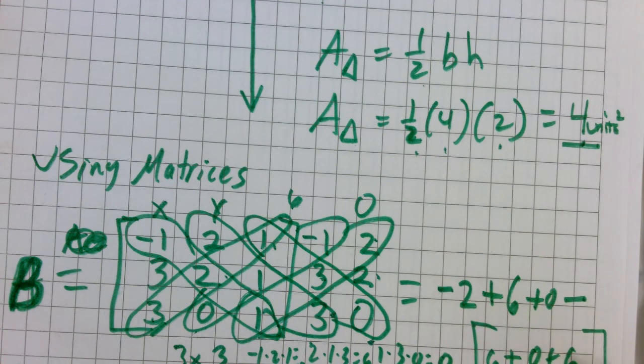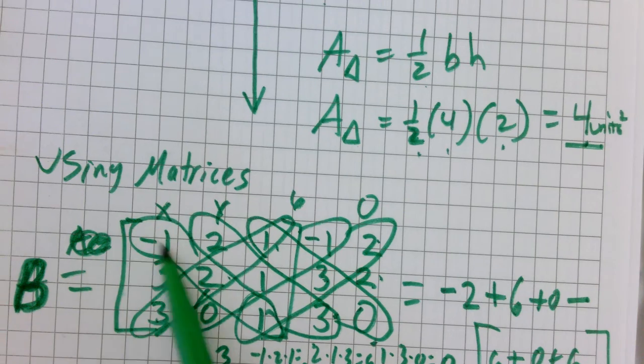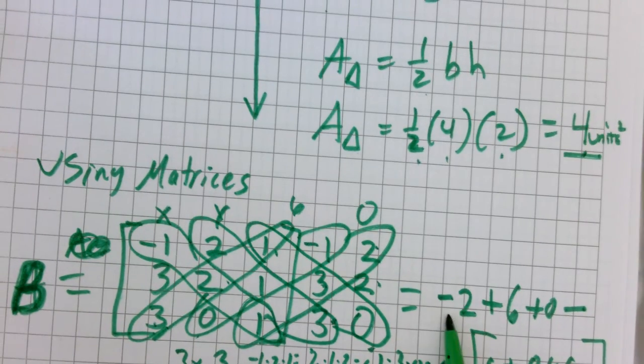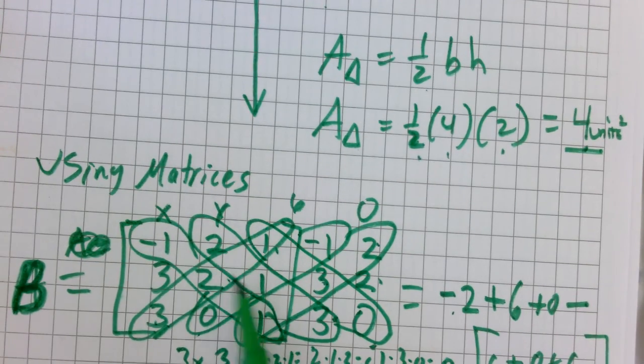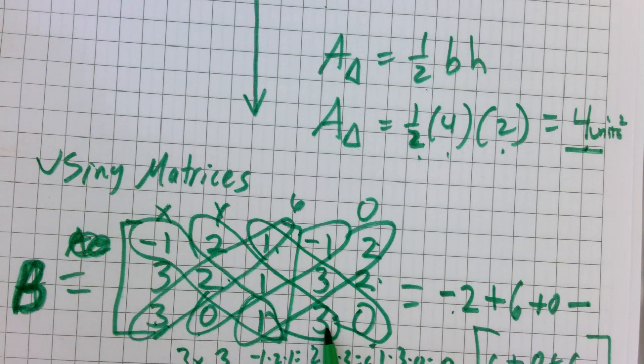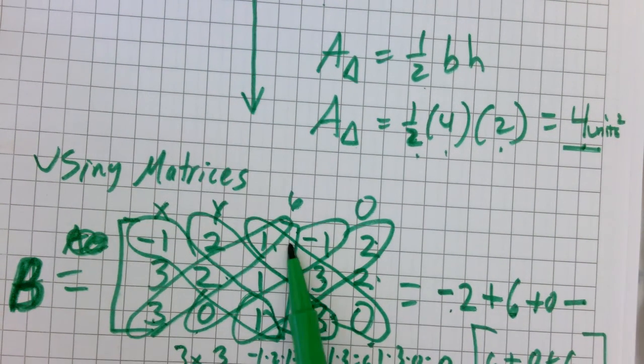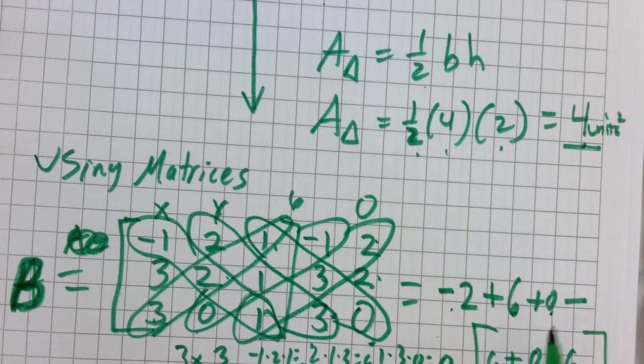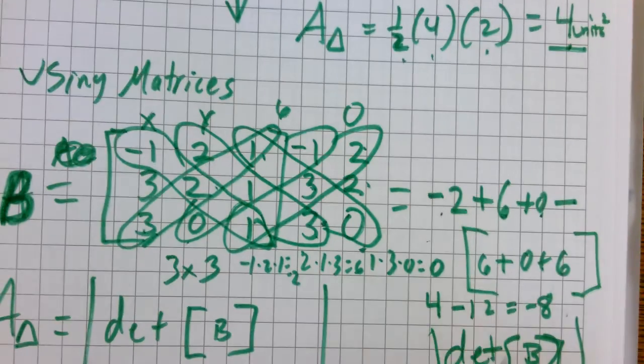And then to find the determinant of a 3 by 3, we haven't gone over that yet. But the same way, we multiply going this way. So -1 times 2 times 1, which is -2. 2 times 1 times 3, which is 6. And then 1 times 3 times 0 is 0. And we add those up, and we get 4.